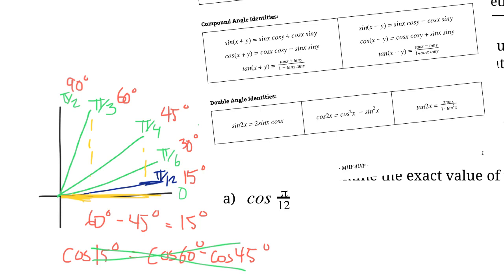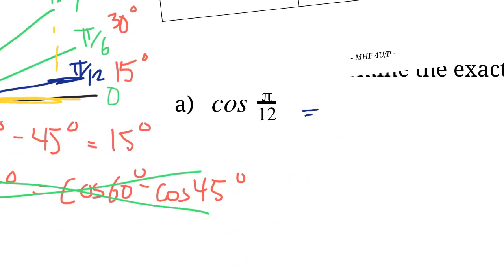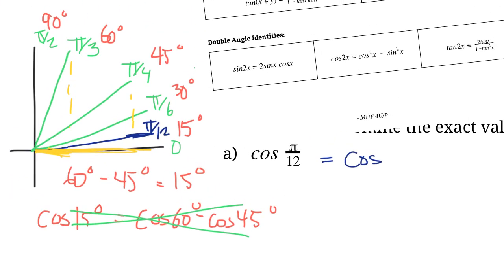So going back to our original question, cos pi by 12. Remember, we said pi by 12 is equivalent to 60 degrees minus 45 degrees. Or, to put it another way, if I was to rewrite this in here, it's the equivalent of saying cosine of 60 degrees, which is pi by 3, minus 45 degrees, which is pi by 4.